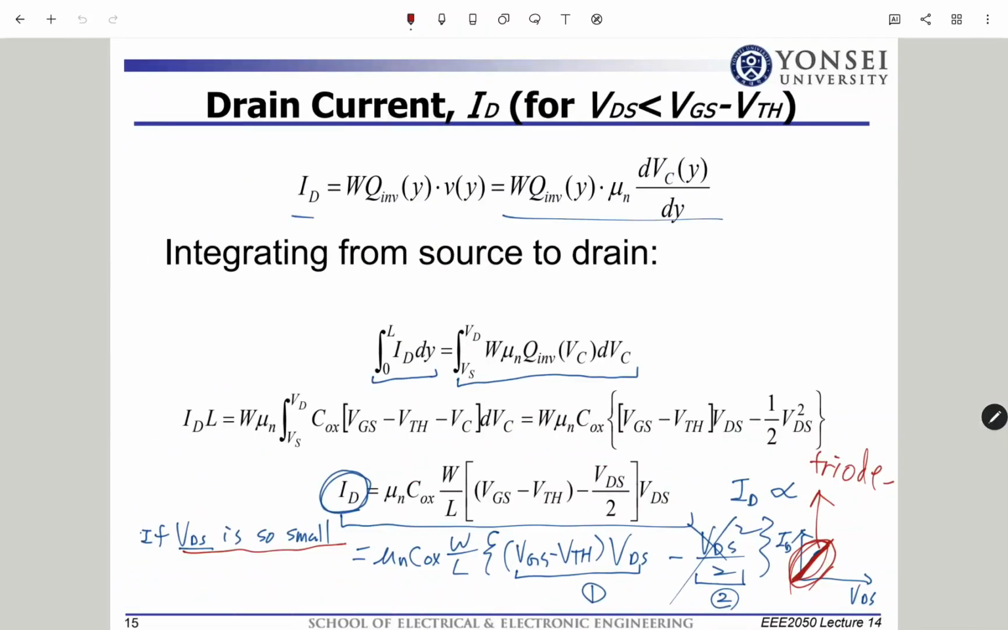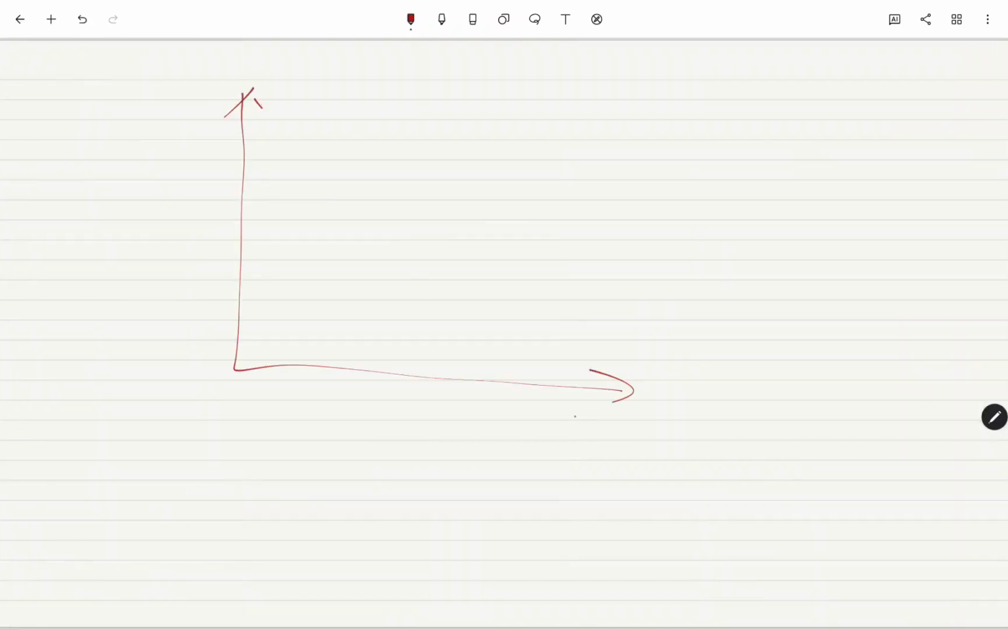So now we see that again, when VDS is so small, ID is proportional to VDS. What if VDS is not so small? Then ID is proportional to what? Negative parabolic, right? (VGS minus VTH) VDS minus VDS squared over 2. Okay? So, to be precise, if I draw carefully here, linear, and here parabolic.